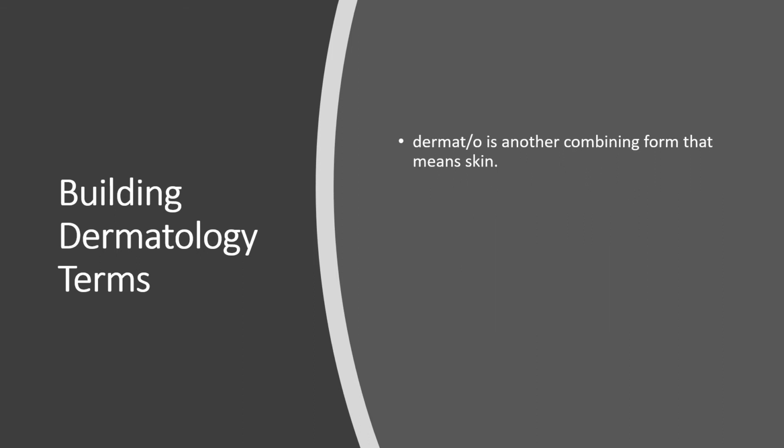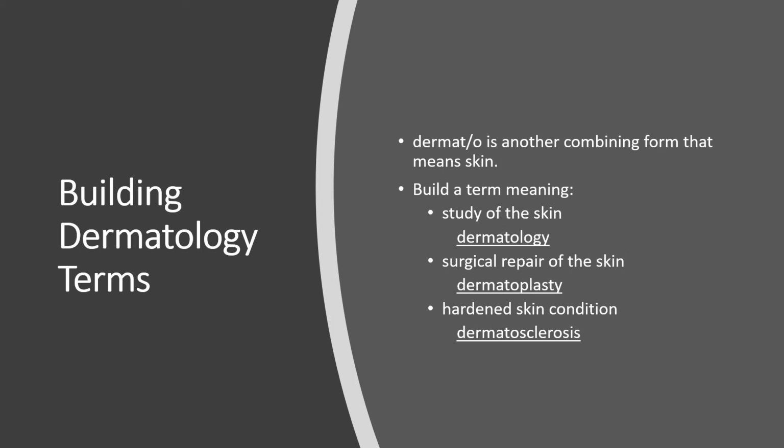Now that you're getting the hang of this, we're going to speed up a little. And remember, you should pause, fill in the answers yourself, and then check and see if you got them correct. And rewind anytime you need to. Dermato is another combining form that means skin. Dermatology is the study of the skin. Surgical repair of the skin would be dermatoplasty, and hardened skin condition would be dermatosclerosis.